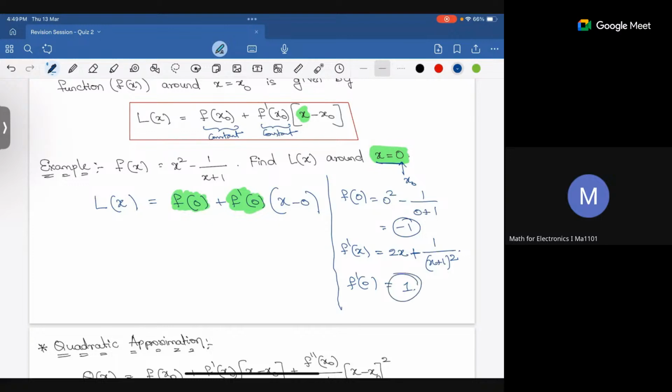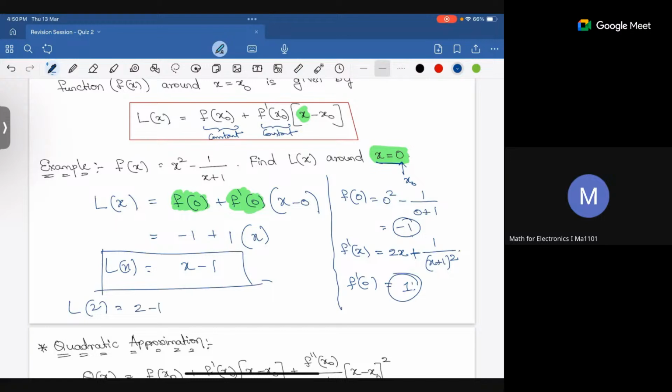And this is also required for us. You bring these two and substitute here. That's it. So f of 0 is minus 1 plus f prime of 0 is 1 times x. This is simply x minus 1. So our L of x is simply x minus 1. And if I ask you to compute L of 2, it will be 2 minus 1, which is 1.